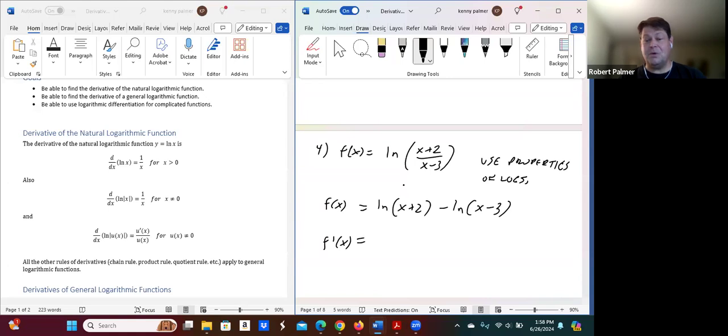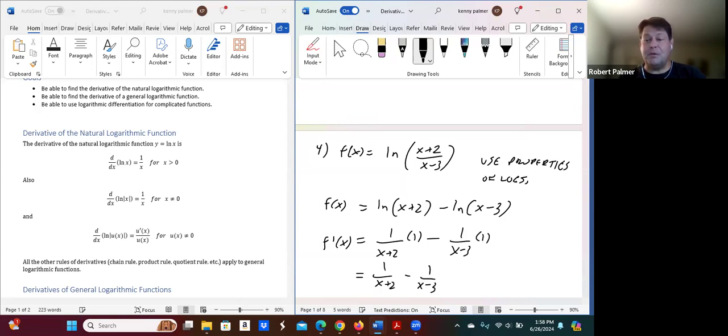Okay. So the derivative of the natural log of something is 1 over the something, 1 over x plus 2, and then use the chain rule. The derivative of x plus 2: the derivative of 2 is 0, and the derivative of x is just 1. Minus the natural log of x minus 3, which is just 1 over x minus 3. And then the derivative of the inside part is, once again, just 1. And so my derivative is just 1 over x plus 2 minus 1 over x minus 3.